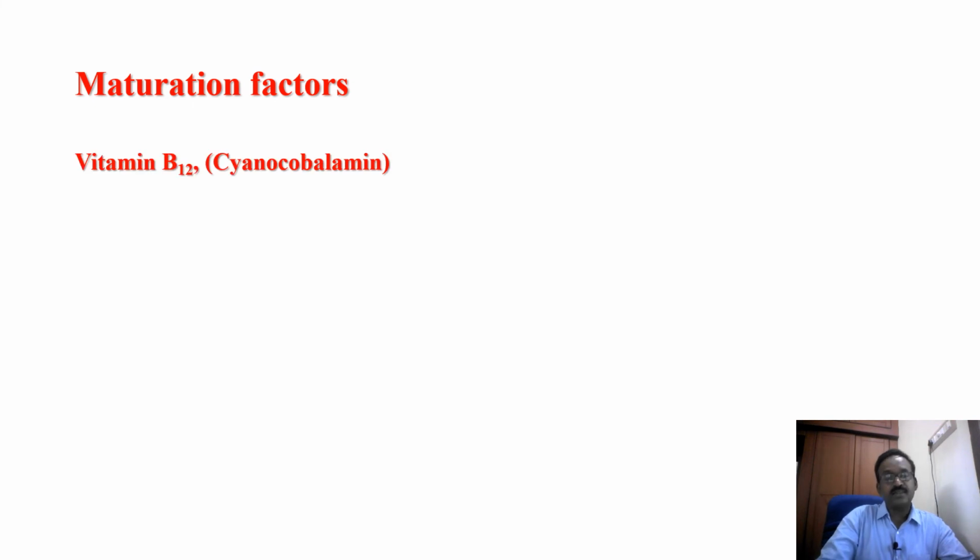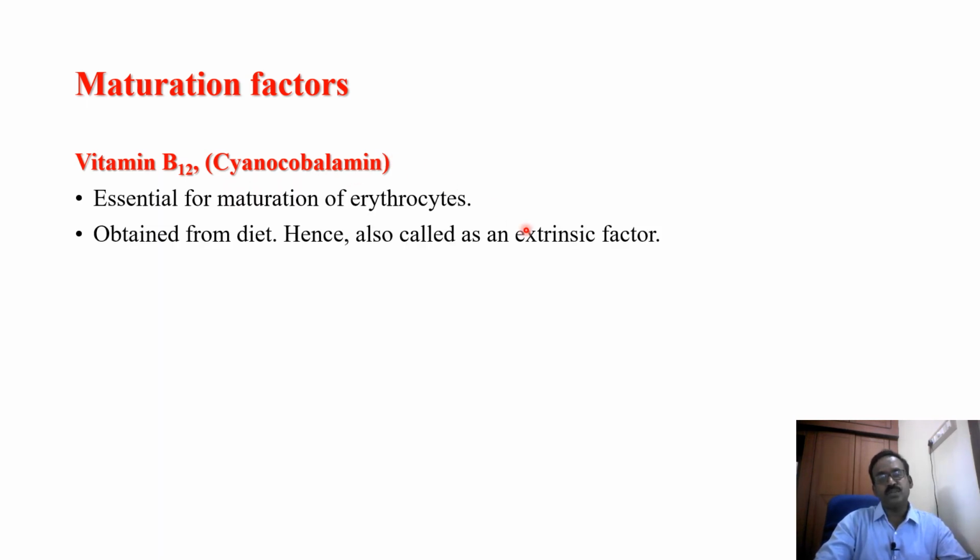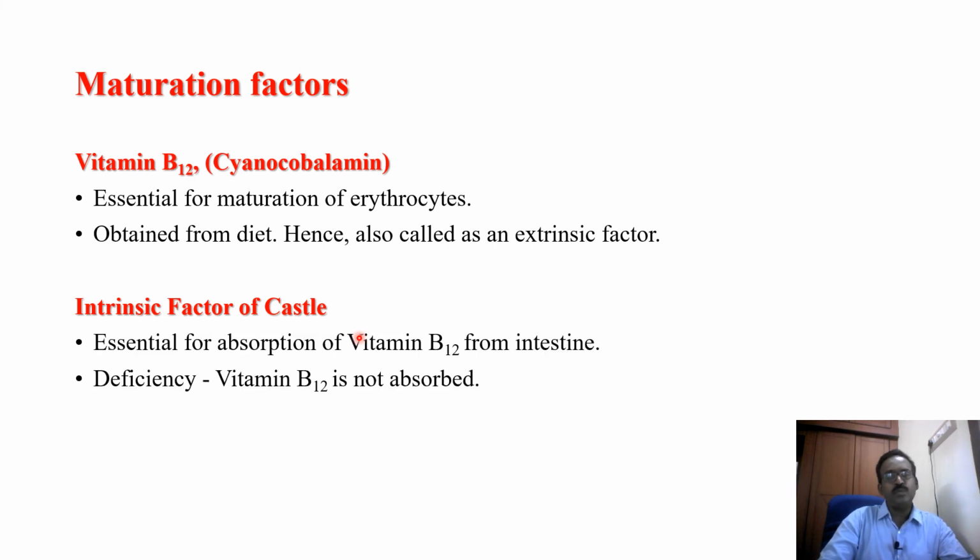Maturation factors. Vitamin B12 or cyanocobalamin is essential for the maturation of the erythrocyte. It is obtained from diet, so it is called the extrinsic factor. Intrinsic factor of Castle is produced from the parietal cells of gastric mucosa. It is essential for the absorption of vitamin B12 from the intestine. Deficiency of the intrinsic factor of Castle produces megaloblastic anemia, because it will not absorb vitamin B12.